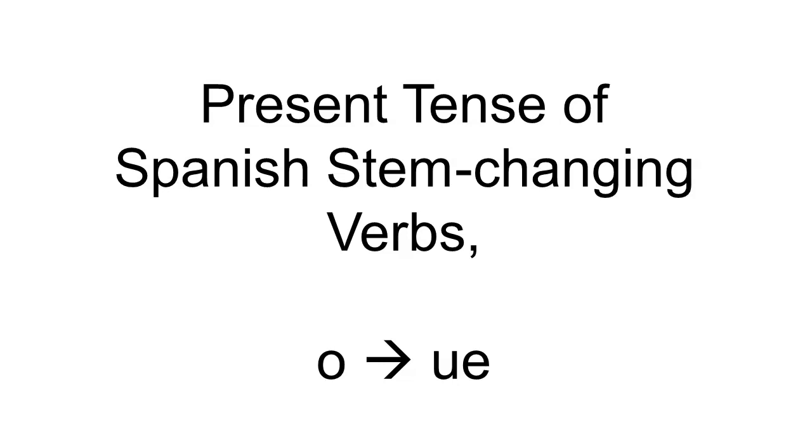In this video we are going to practice using the present tense of Spanish stem changing verbs. In particular, we are going to look at the pattern O to UE. In the present tense for stem changing verbs there are three main patterns. This is the second of the patterns that I've covered, so there is a separate video for the other two.